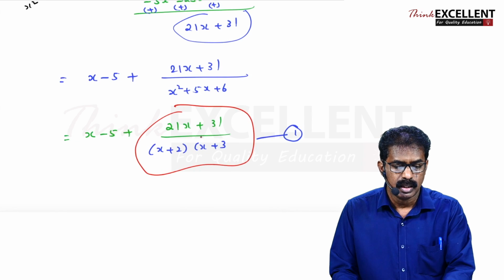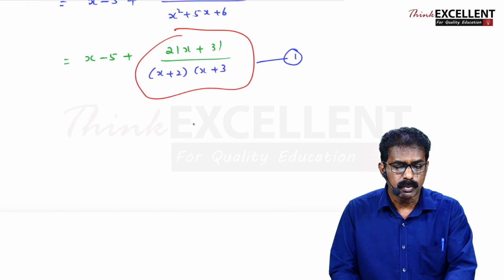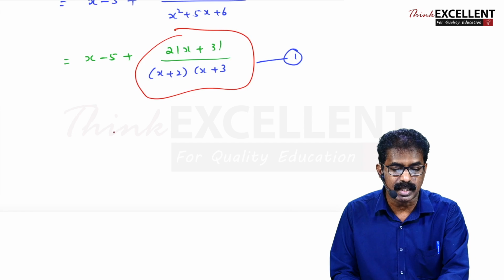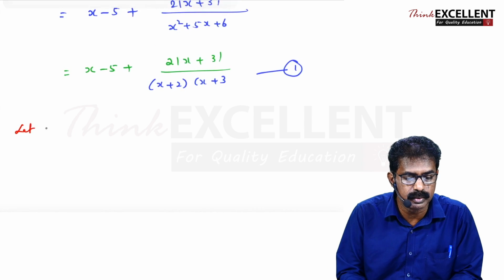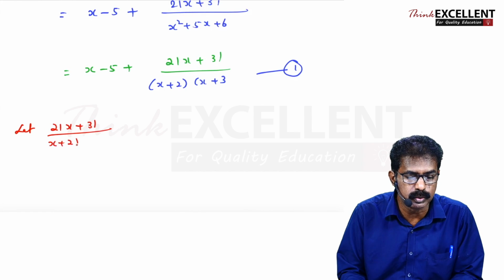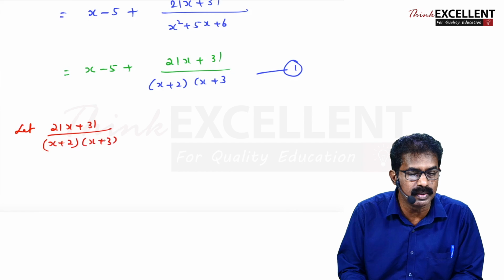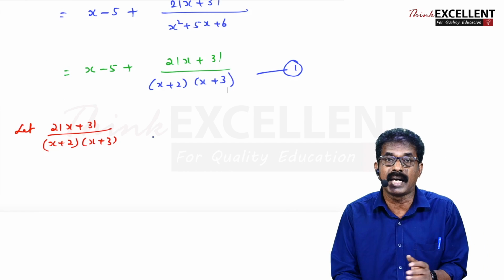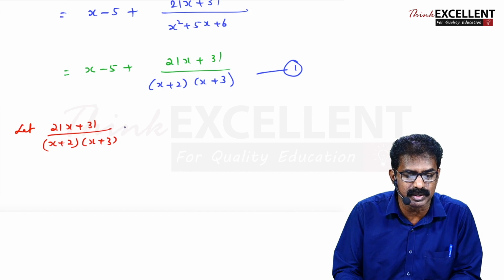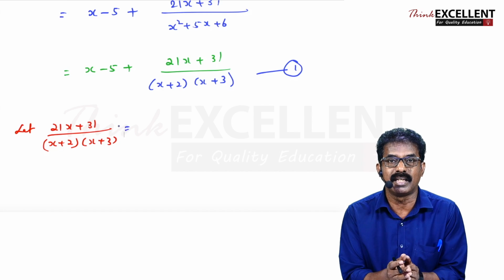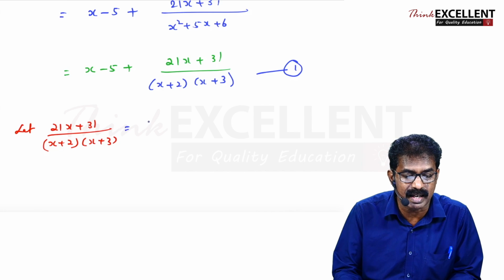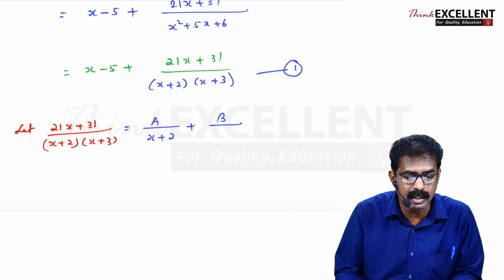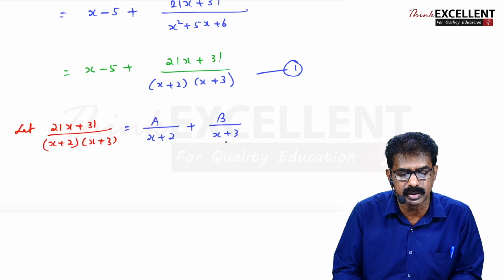Okay, so just take this as equation number 1. Now we take only that part. Which part? The rational part, 21x plus 31 divided by x plus 2 into x plus 3, which can be resolved into partial fractions. So here it will be any one of the three types you studied, so that you know, it's a revision for you. It is the first type, right? Denominators factorizable, two linear factors. So you write it as a by x plus 2 plus b by x plus 3. Any term you can write first, okay?